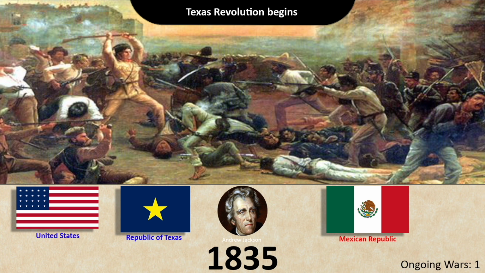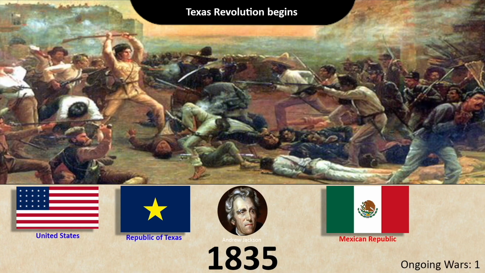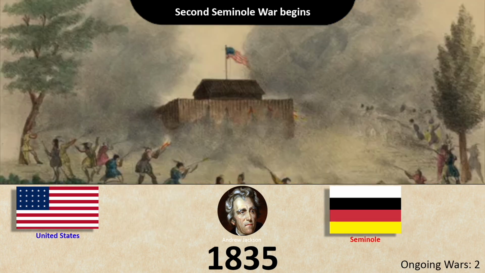Eventually, what would happen is a whole bunch of Texans and floods of volunteers from the United States would defeat small garrisons of Mexican soldiers and declare Texas's independence. So you could kind of, at this point, see Texas as like it was kind of its own country for a little while. That same year in 1835, the Second Seminole War would begin.